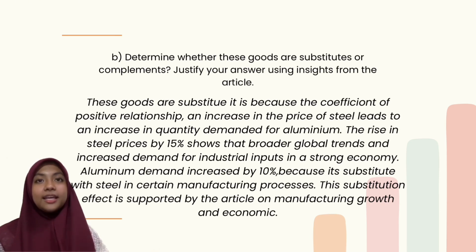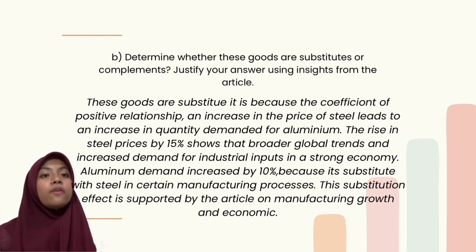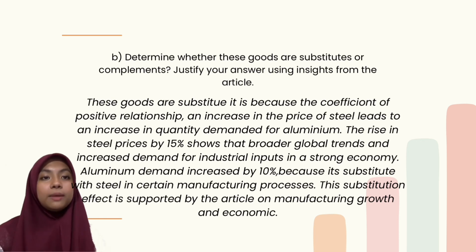So for question B, determine whether these goods are substitutes or complements. Justify your answer using insight from the article. So from what I learned and discussed, these goods are substitutes. It is because of the coefficient: when it is a positive relationship, they are substitutes; when it becomes a negative relationship, they are complementary goods; but when it equals 0, they are independent goods. So, an increase in the price of steel leads to an increase in quantity demanded for aluminium.